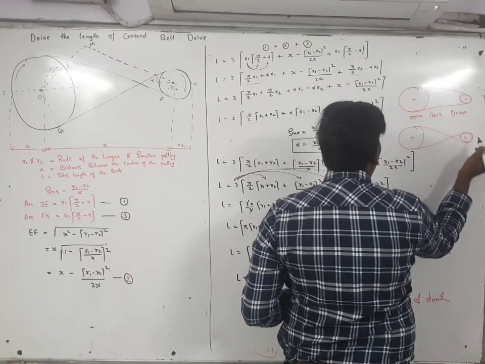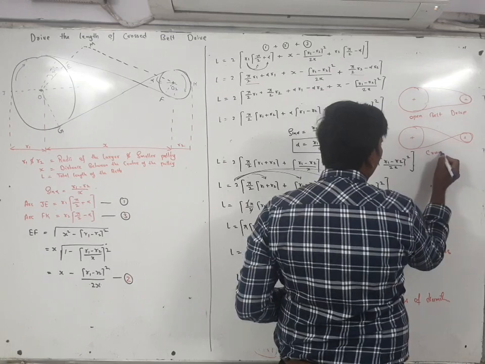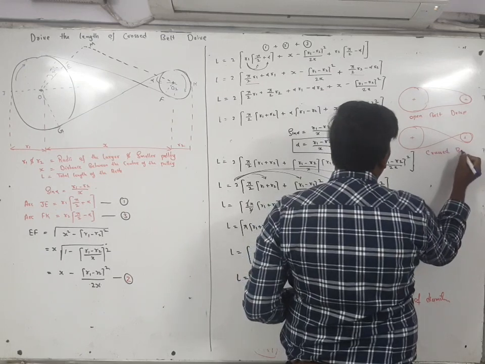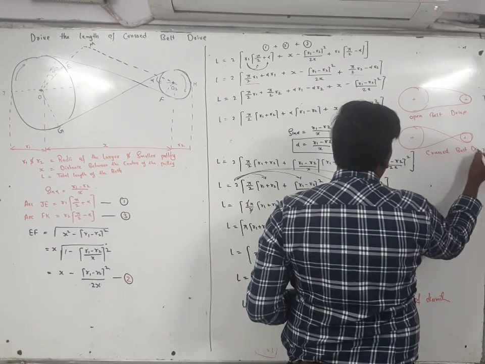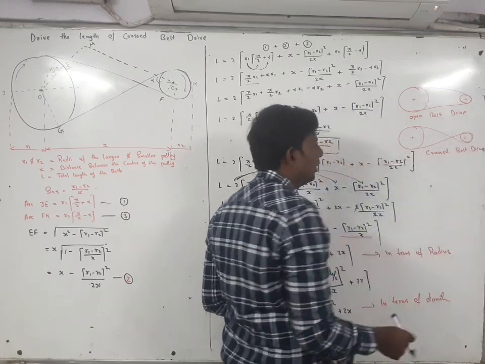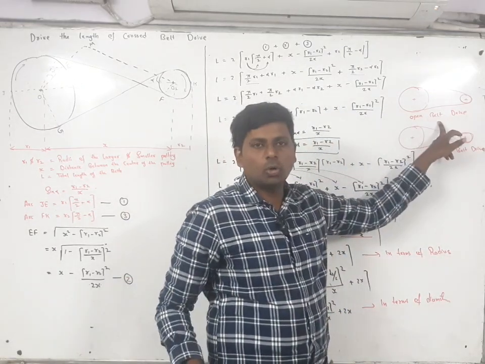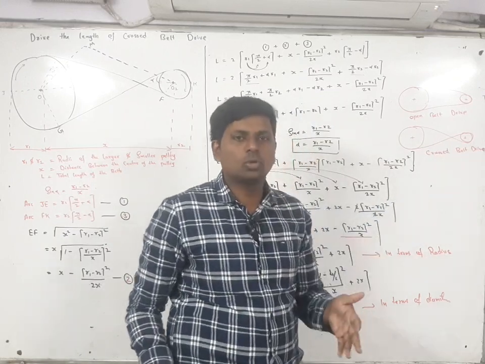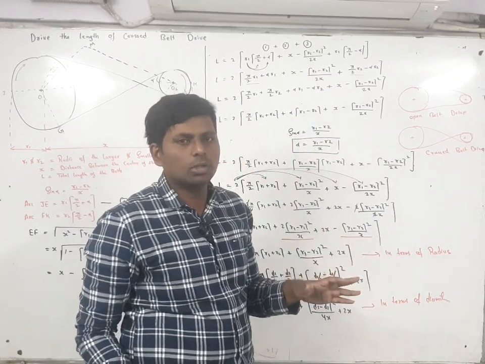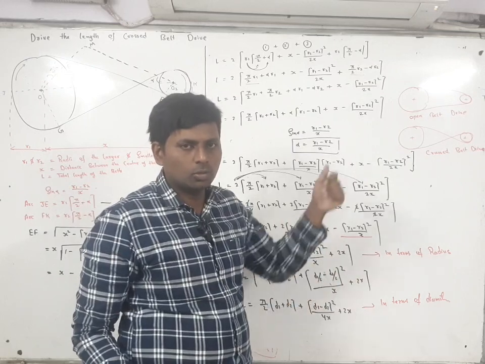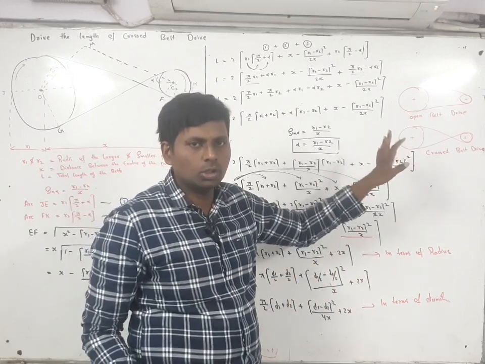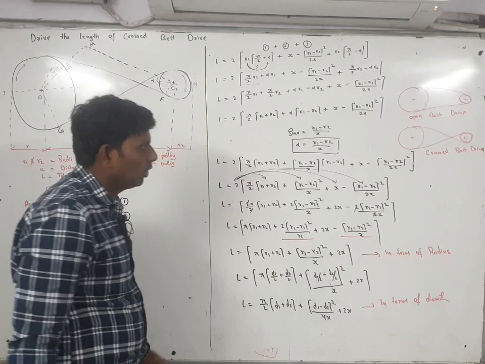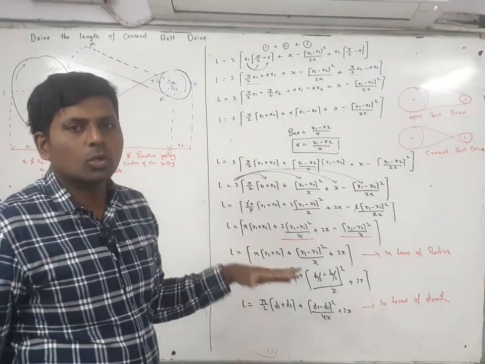So, this one is known as the crossed belt drive, C-R-O-S-S-E-D, cross, B-E-L-T, belt, D-R-I-V-E, drive. The first one is known as the open belt drive. The second one is known as the cross belt drive. If you know the open belt drive, you can easily solve the cross belt drive also. So, what is the difference between open belt drive and cross belt drive?